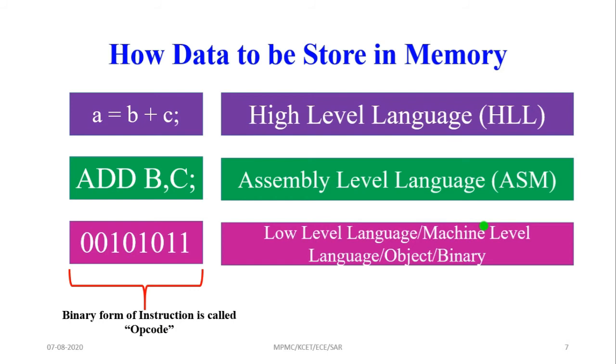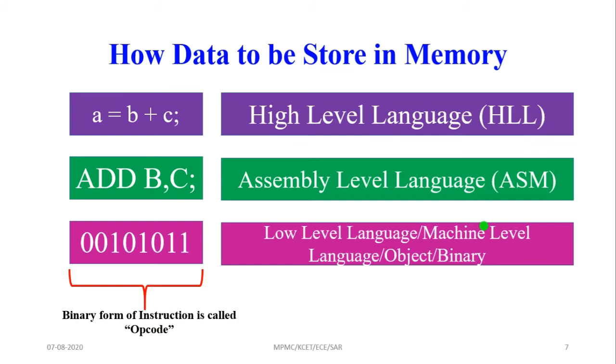Do both languages directly support your microprocessor or your computer? No. How can it support? Your system only understands the binary numbers, zeros and ones. Clear? This is called low level language or machine level language, simply said, object or binary. Understand? Your machine only understands binary numbers; it does not understand add B comma C, nor A equal to B plus C.